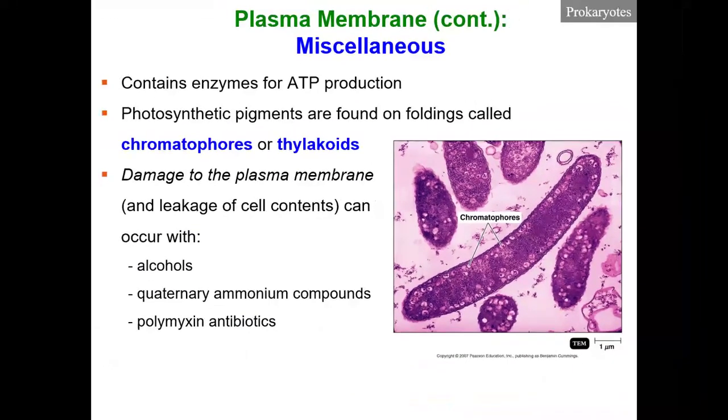All right, damage to the plasma membrane will cause leakage of the cell contents. Damage can occur with alcohols, quaternary ammonium compounds, or an antibiotic like polymyxin B, putting a hole in the cell membrane. If there's a hole in the cell membrane, the cytoplasm can leak out, and that will kill the cell. Any question about any of that?